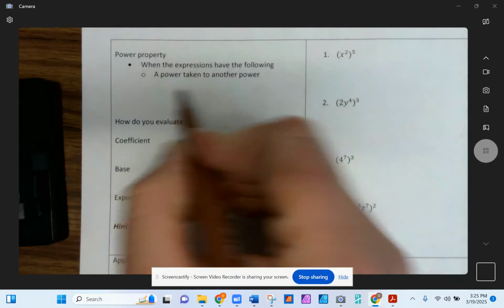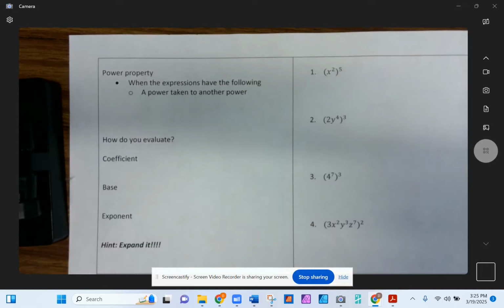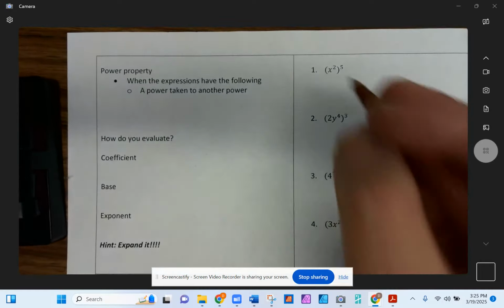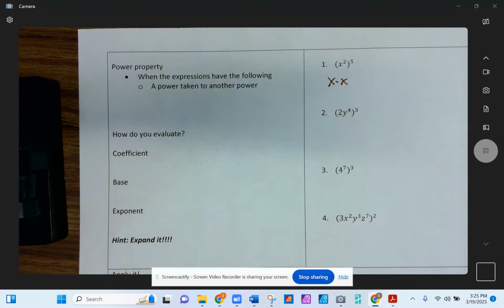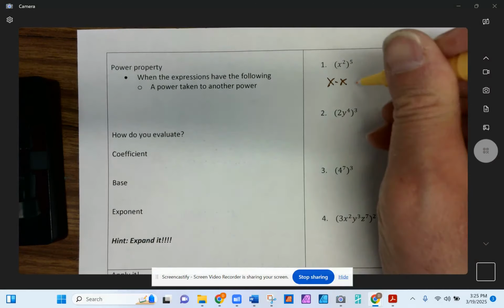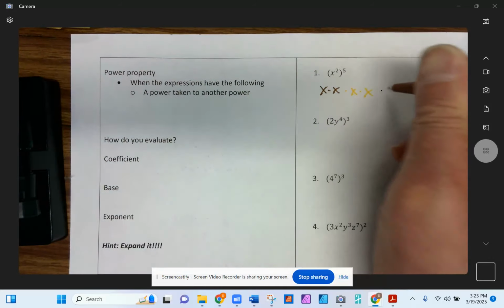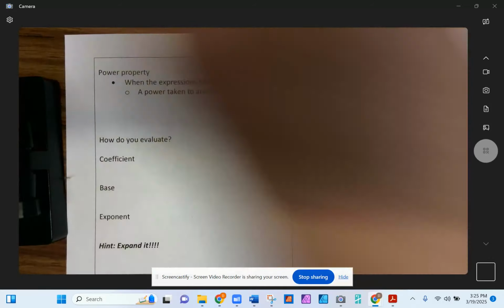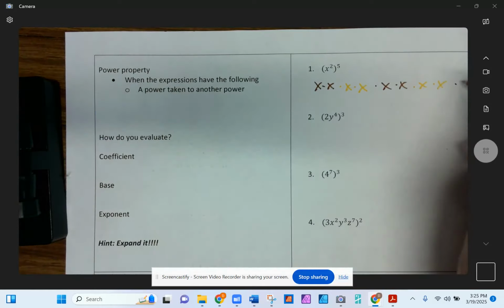All right, we're talking about the power property here. This is when you take a power to another power. And so the idea here is that we can think of this as 5 groups of x squared, right? So I've got x squared here, same thing as x times x. I got another one right here. And then I got the third group of x squared, or x times x here. And then the last group, right?